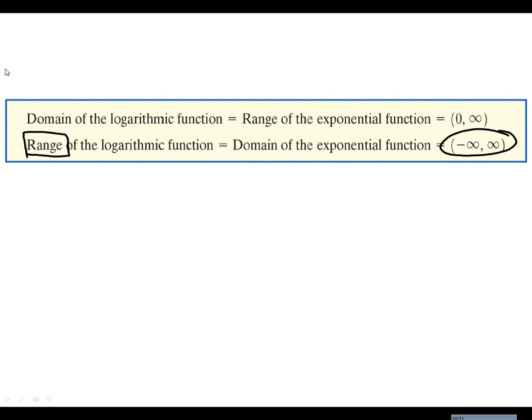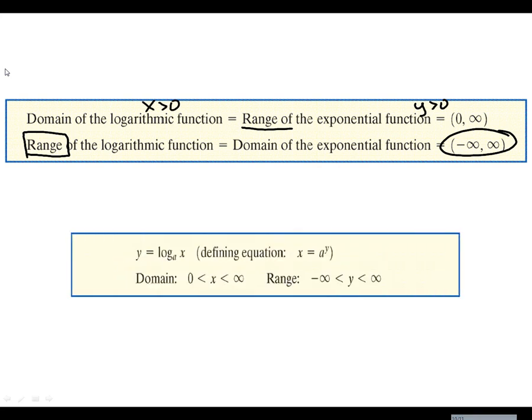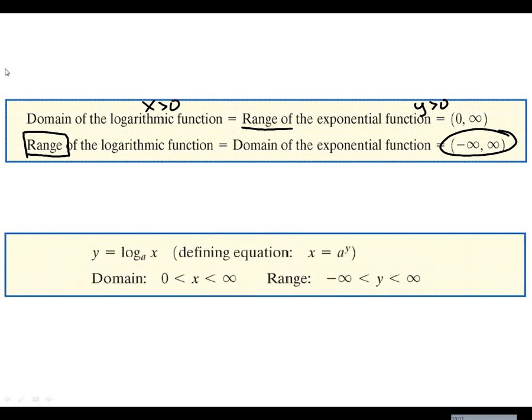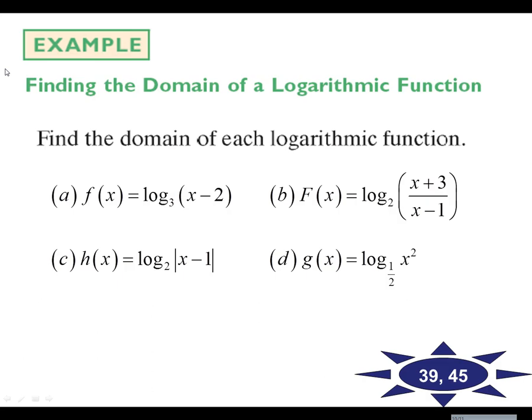We knew that the range of the exponential was y is greater than 0. So the domain of log functions is x is greater than 0. All right, and so that's written out there as well. Let's find the domain of each log function.